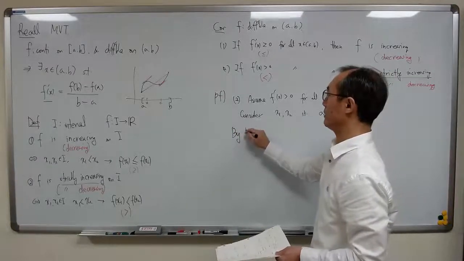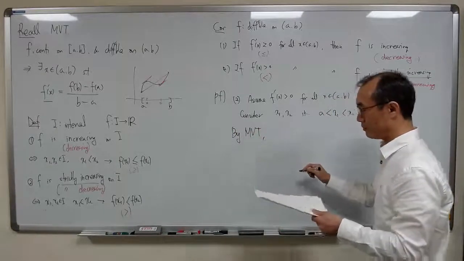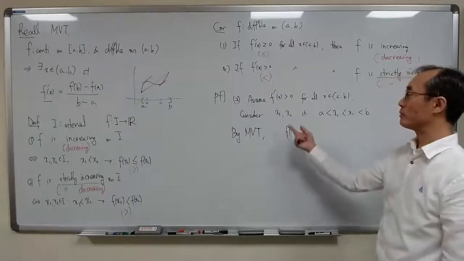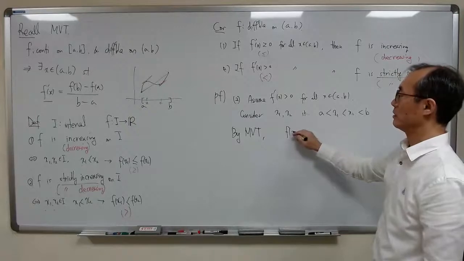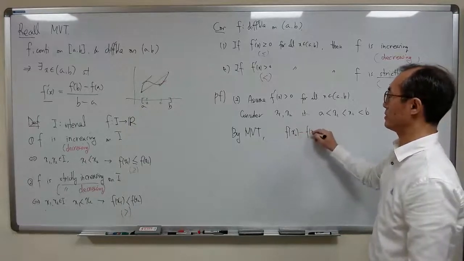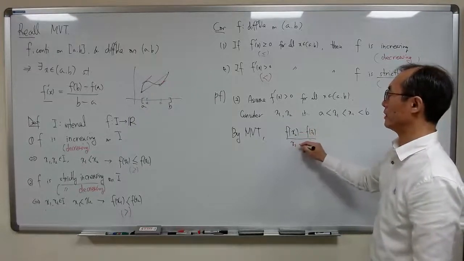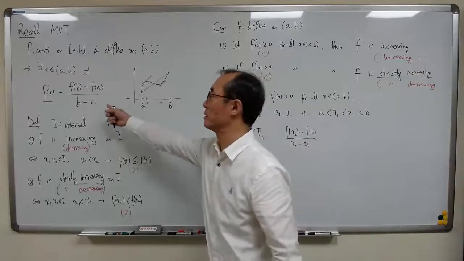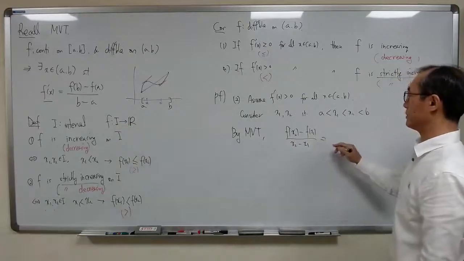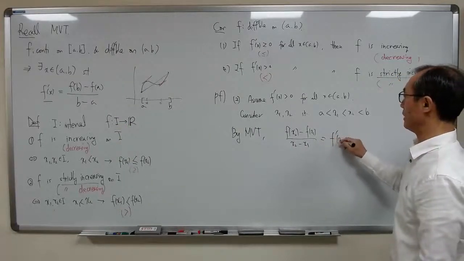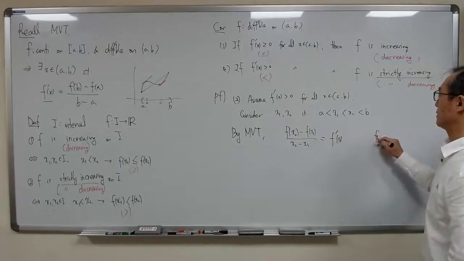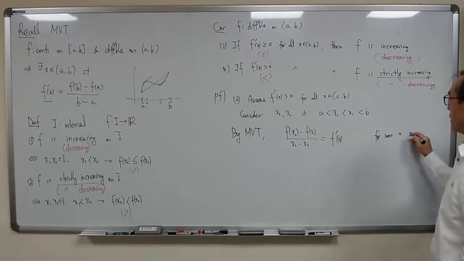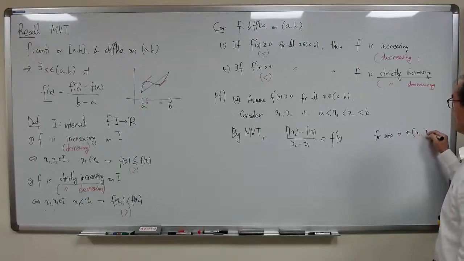which can be obtained by the mean value theorem. With the mean value theorem, let's consider the mean rate of change on the interval from x1 to x2. So f of x2 minus f of x1 over x2 minus x1. This is the mean rate of change, just like this. And this one must be the same as f prime of x for some x between x1 and x2.